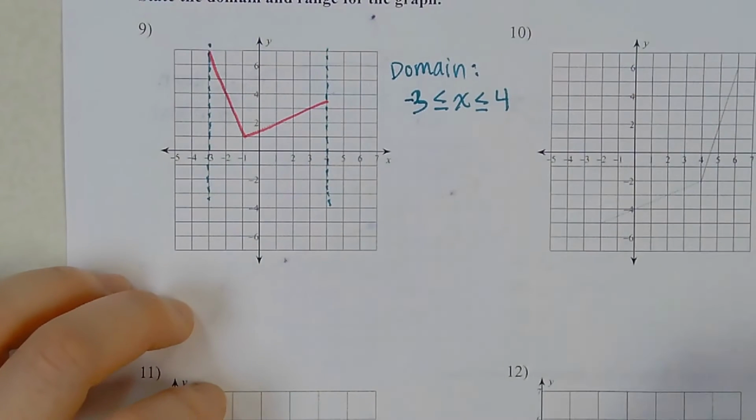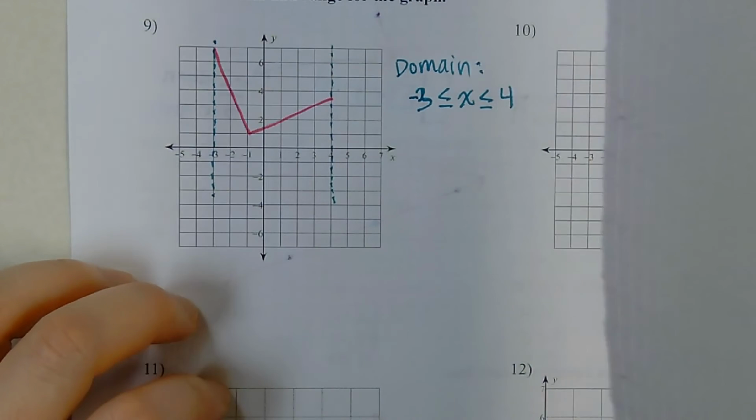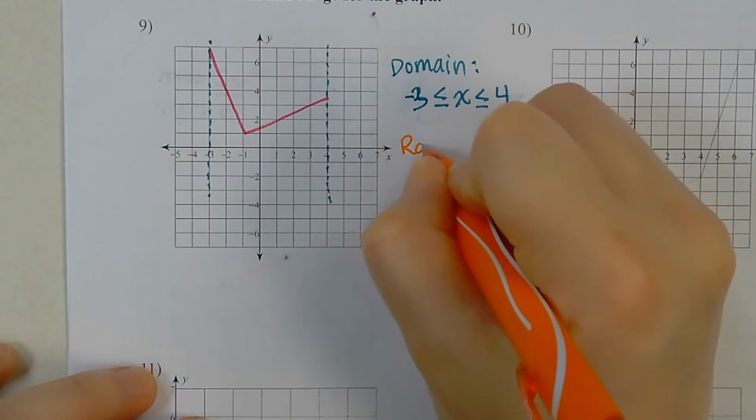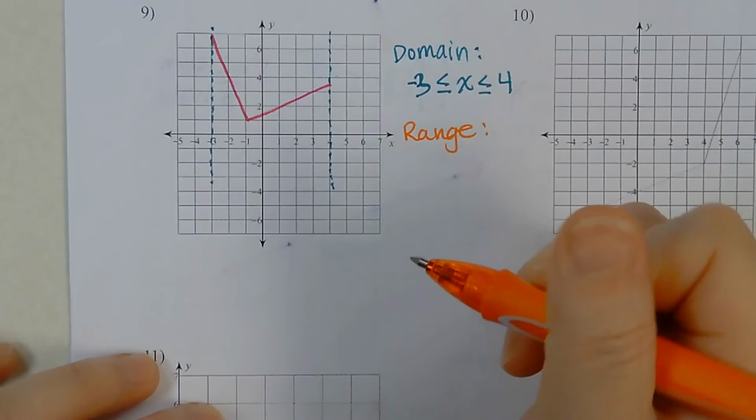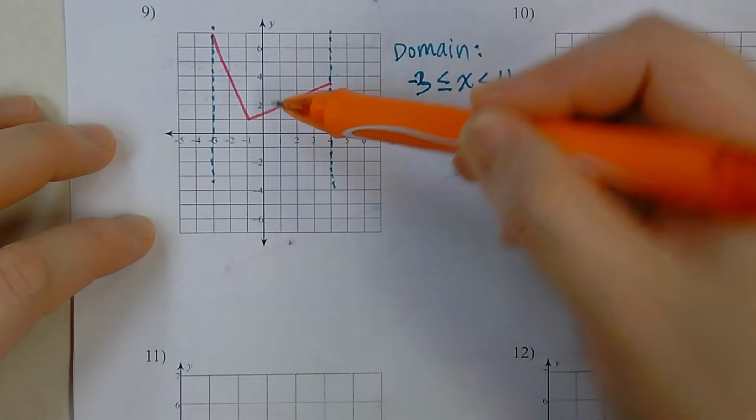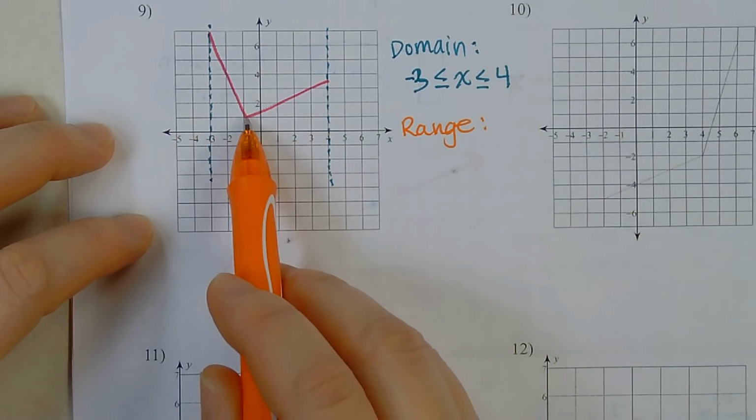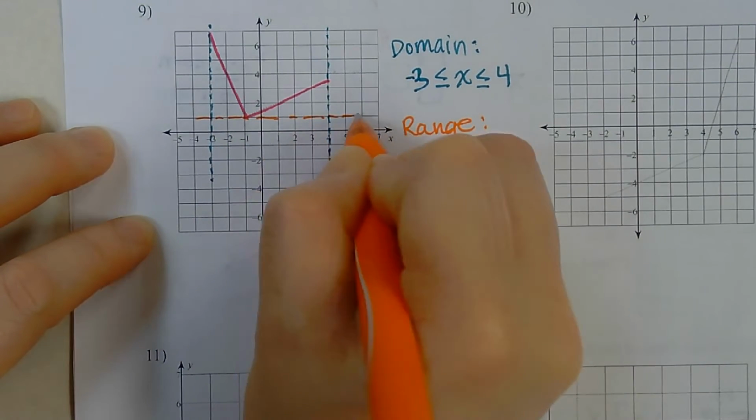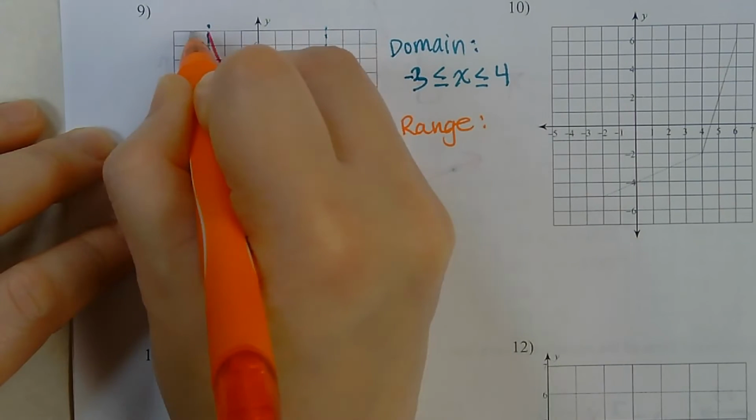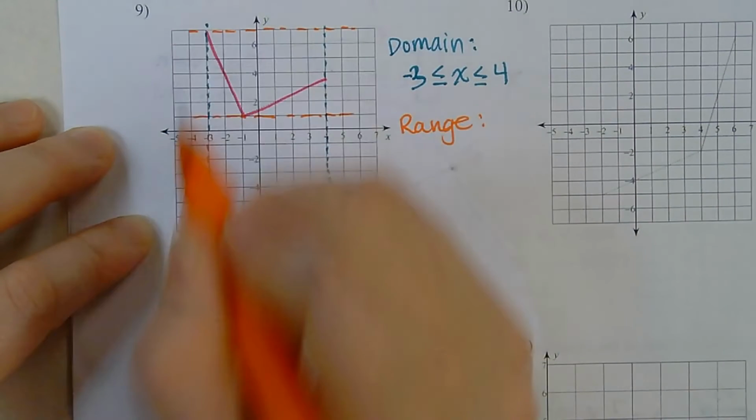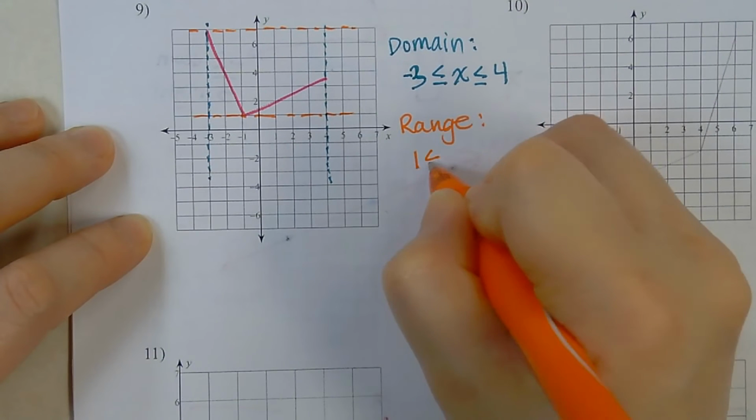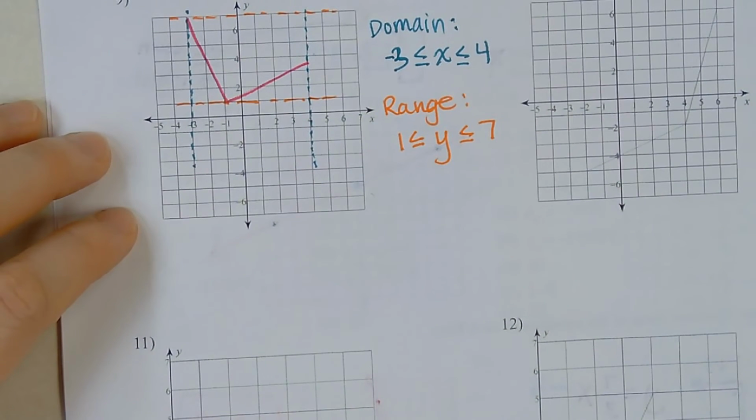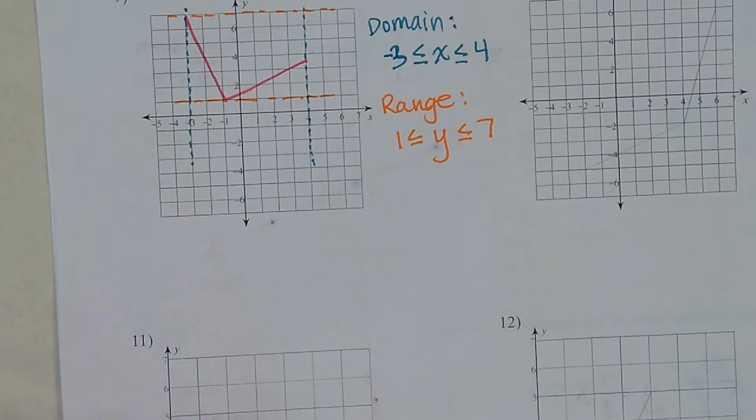All right, for your range, let's go with orange. And this one is going to be the value of y. So if you look for range, what are the things that y can be? How low does it go? It doesn't matter that this is in the middle of the graph, because that's as low as it goes. That's the lowest point. So it goes from +1 all the way up to +7. So 1 is less than or equal to y, which is less than or equal to 7. Okay, we've boxed it in.